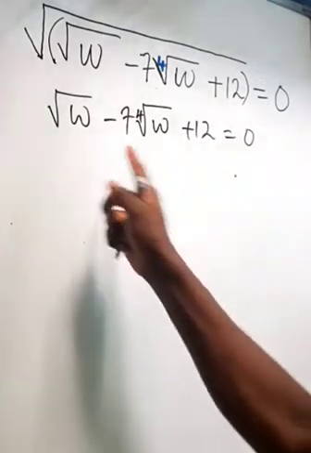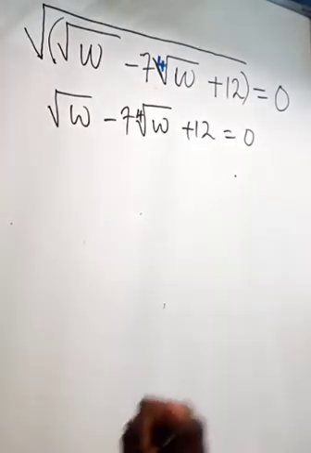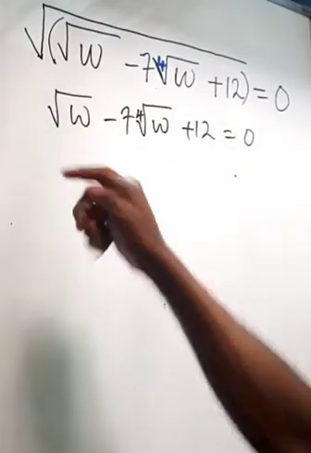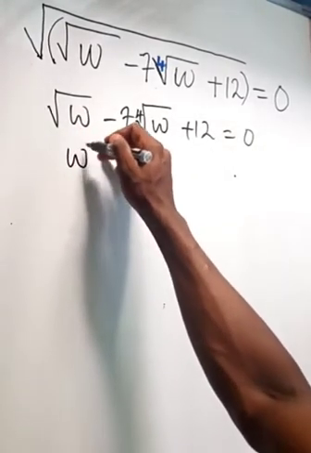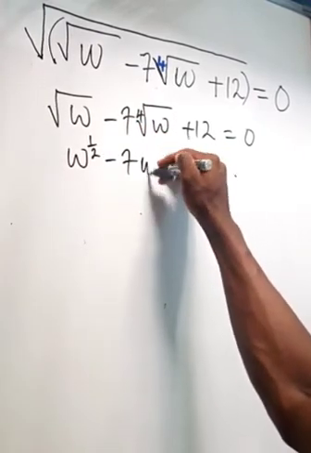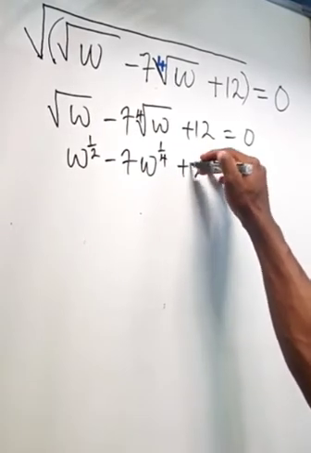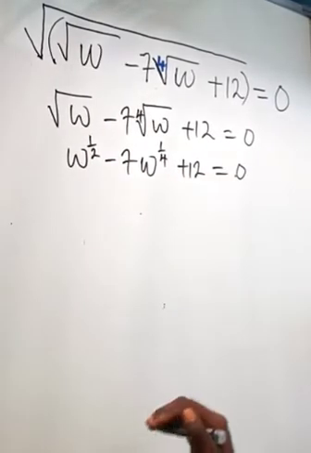Great. Let me write this as some terms to some power. Let me remove the root sign and put the equivalent power of it. So this gives us w raised to the power 1 over 2 minus 7 times, this is the fourth root, so that is just like saying w raised to the power 1 over 4, then plus 12. We equate that to 0.